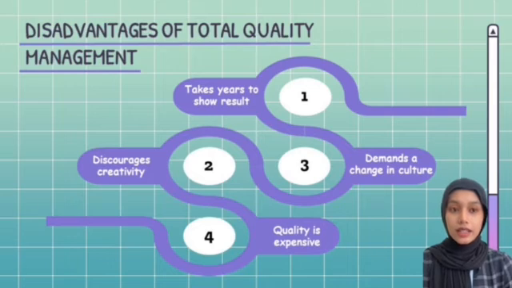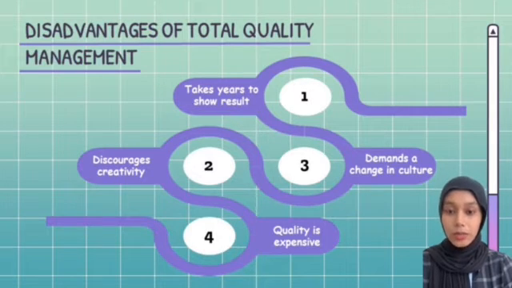Next, the disadvantage of total quality management is that it takes years to show result. Total quality management is a long-term process that shows result only after years pass. It requires perseverance, patience, dedication, and motivation. Many organizations give up on it after failing to see tangible, quick result.